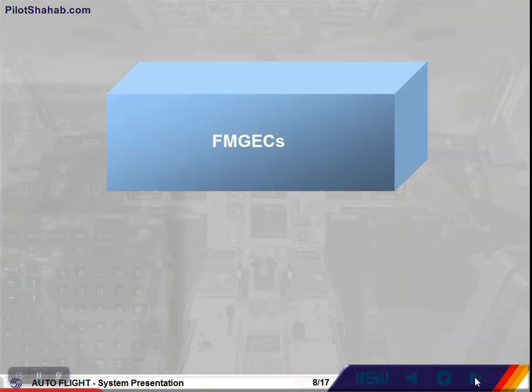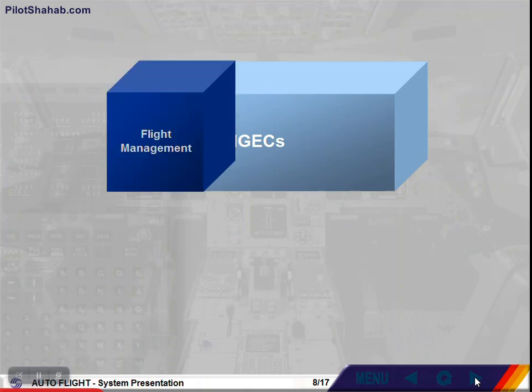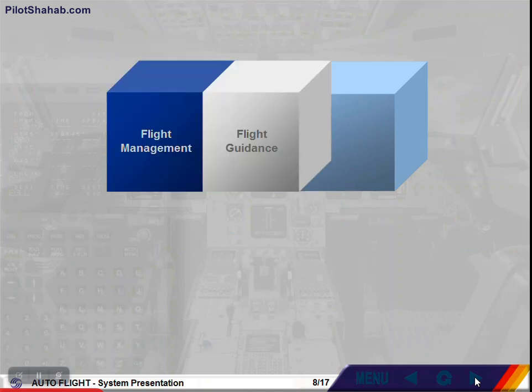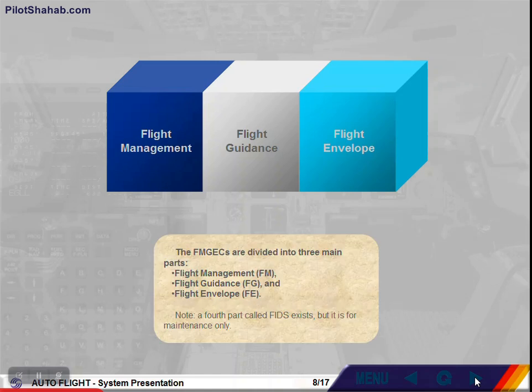The FMGECs are divided into 3 main parts: Flight Management, FM, Flight Guidance, FG, and Flight Envelope, FE. Note, a 4th part called FIDS exists, but it is for maintenance only.